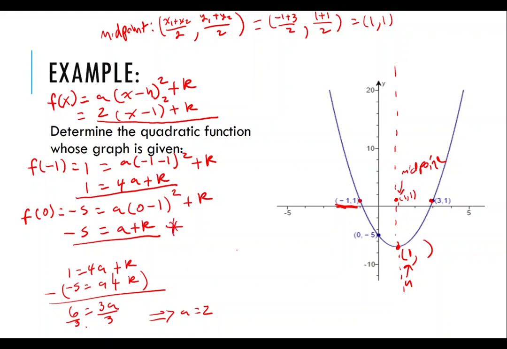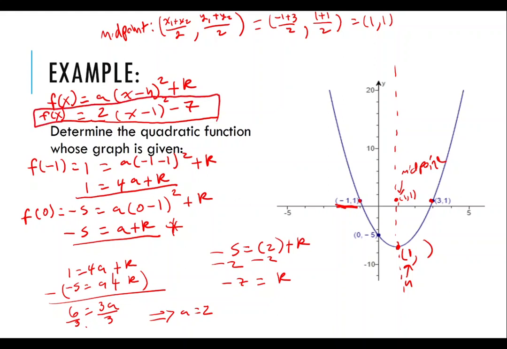So that is -5 is equal to 2 plus k minus 2 minus 2. That is -7 is equal to k. And so now I have k. I can replace k with -7, so plus a minus is really -7. And we're done. We have now found the function. That is, f of x is equal to 2 times x minus 1 quantity squared minus 7. And we found our vertex to be -7.